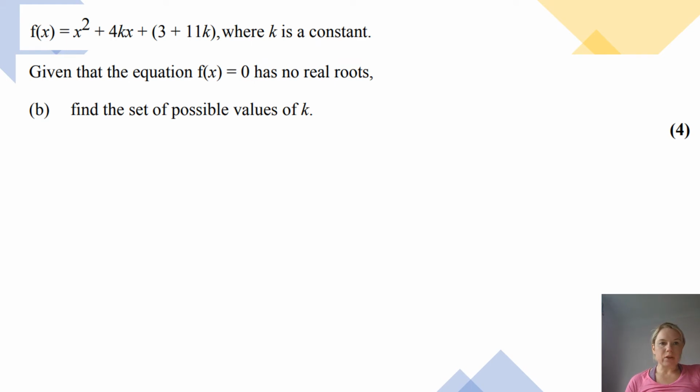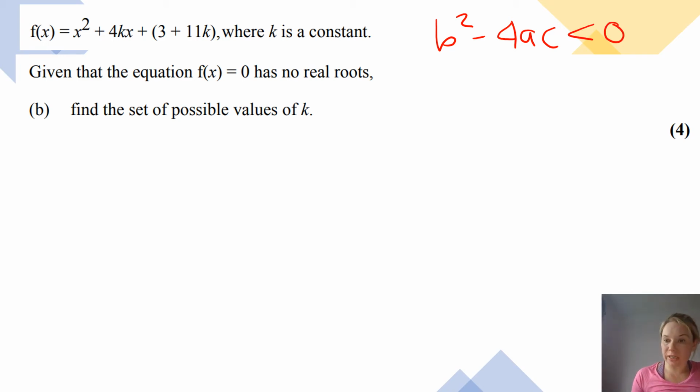Okay, and then it's given that the equation f(x) equals 0 has no real roots. So it's giving you some information, given that this function has no real roots. Now remember what we said when it had no real roots, that meant b squared minus 4ac was less than 0. Okay, so that tells us something. We can use that information, that inequality, to help us figure out the values that k could be.